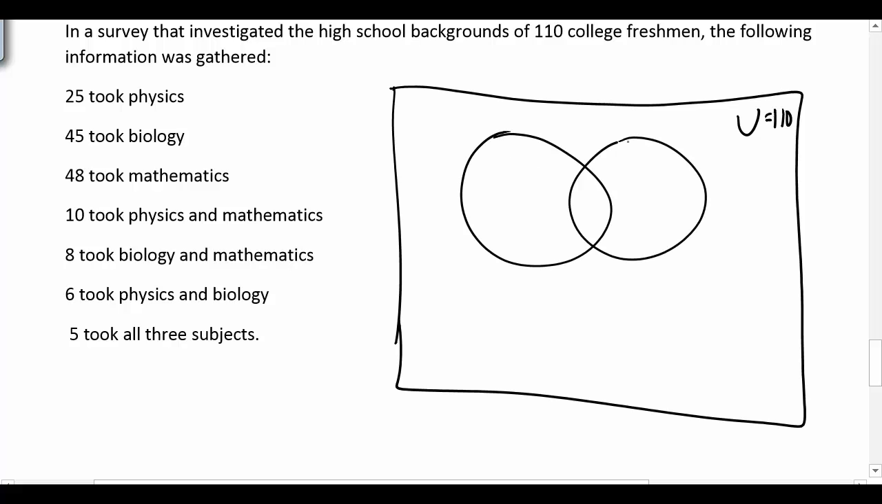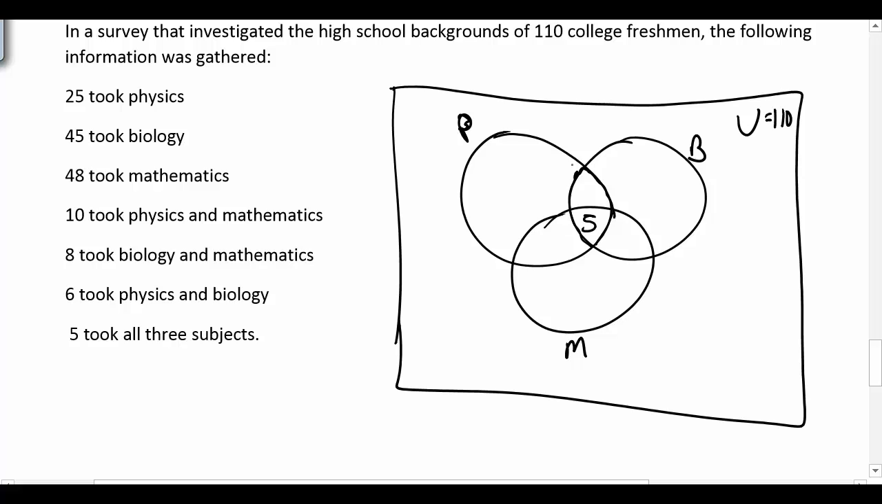Okay, I got an overlap of 3 subjects. I've got physics, I've got biology, and I've got math. I'm going to go with the most restrictive information. I want to know how many took all 3, so that's going to be the centermost of my intersection. I know that 5 of them took all 3, so there's 5 there. I know physics and biology had 6 total. So this little sliver right here had 6 of it.